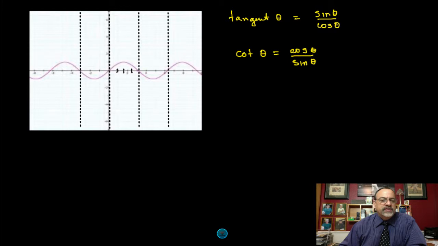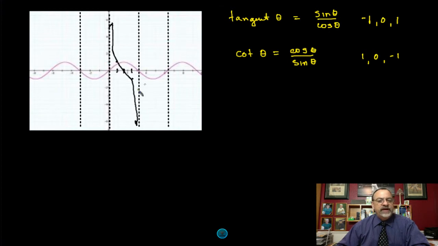Now, the cotangent is the reciprocal, which means these values are going to be flipped. So rather than going the pattern -1, 0, 1, we're going to go 1, 0, -1. So the cotangent is the kind of flipped version of the tangent. At the first 45-degree angle, we're at a +1. At the next 45, we're at 0. And at the next 45, we're at -1. And so the cotangent looks almost like a reflection of the tangent function.